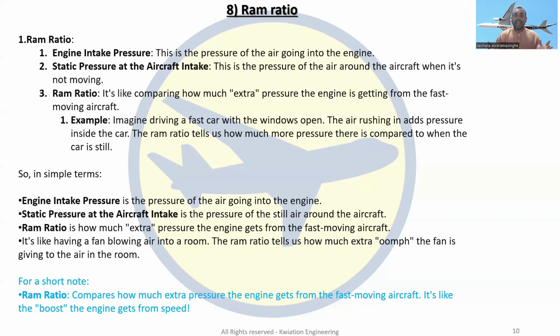So it's like having a fan blowing air into the room. The RAM ratio tells us how much extra speed, like extra wind, the fan is giving to the air in the room. Okay, right. So for a short note, you can say RAM ratio compares how much extra pressure the engine gets from the fast moving aircraft. That is called RAM ratio. So it's like the boost the engine gets from speed.